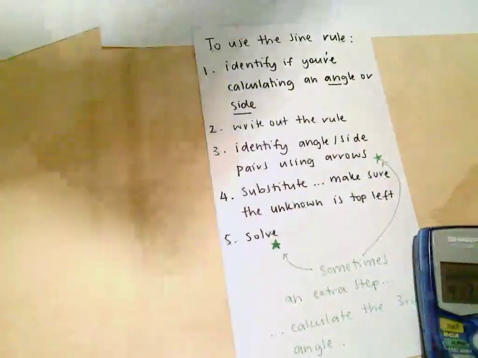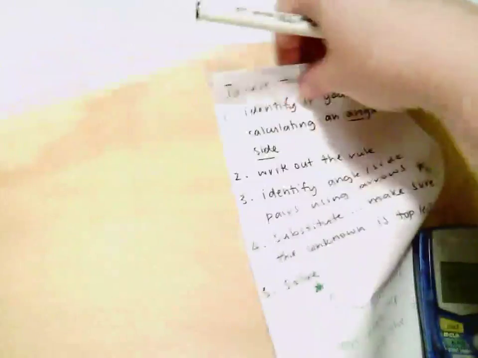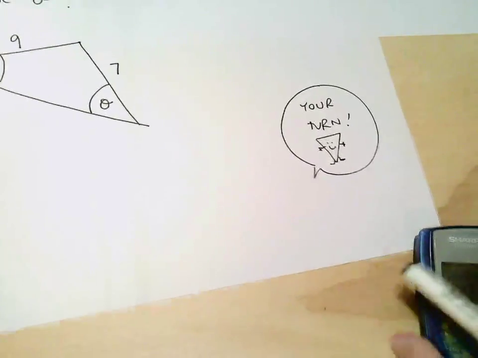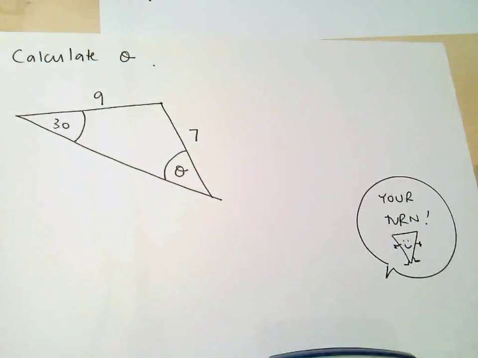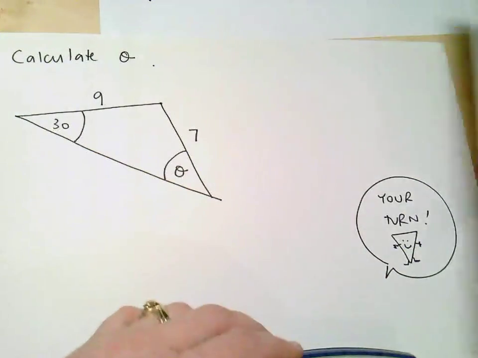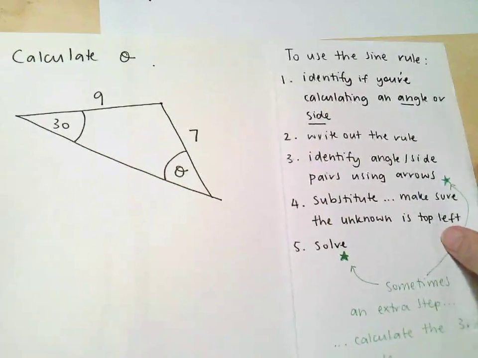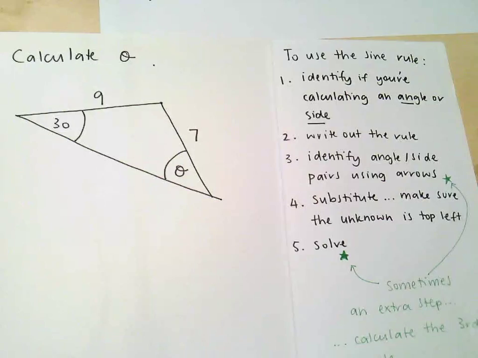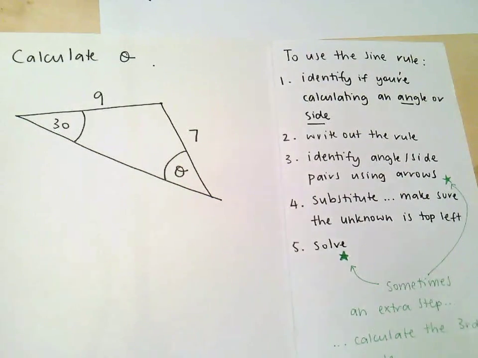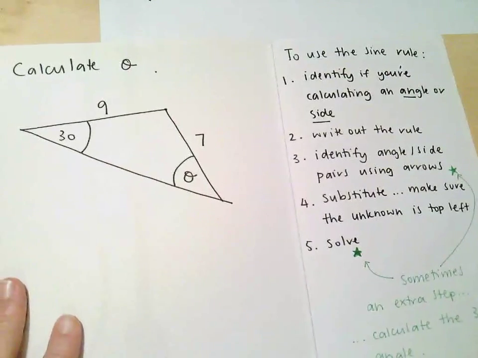Alright, the next one for you to have a go at, hopefully you went alright with that one, is this one here. This time you're calculating an angle. I'll put these instructions here again for you, so give that one a go. Alright, hopefully you went alright with that one. I'll just go through it and see how you've gone with it.